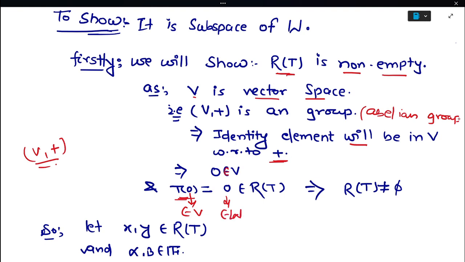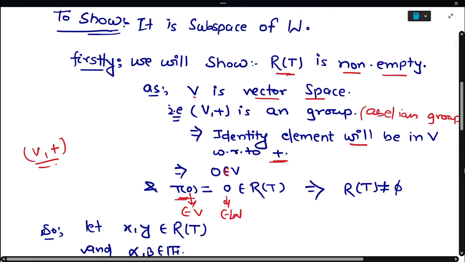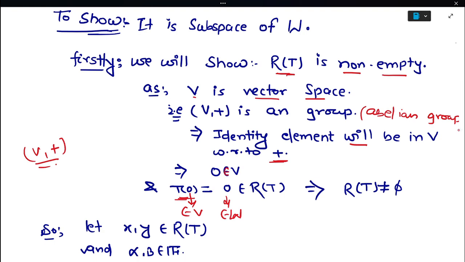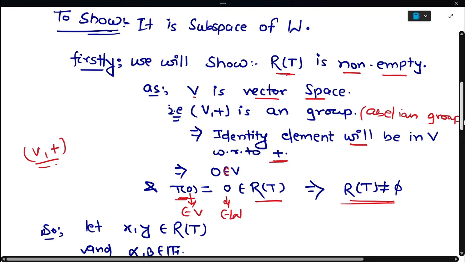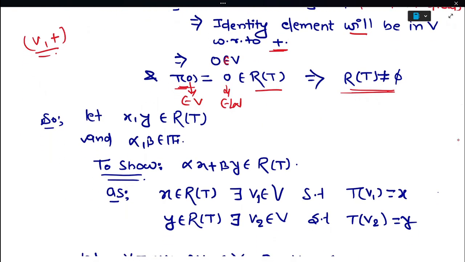And what is the definition of range space? By definition, any element will be in the range space if that element is the image of some element in V. So this 0 is an image, so it will be in the range space, which means the range space is non-empty. Okay, now we proceed further.